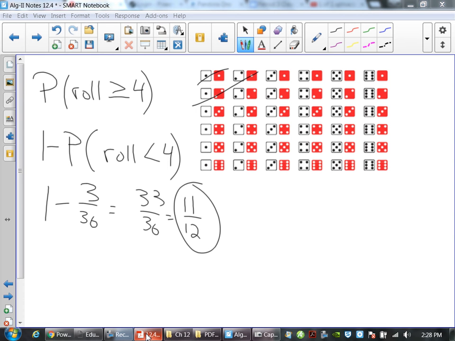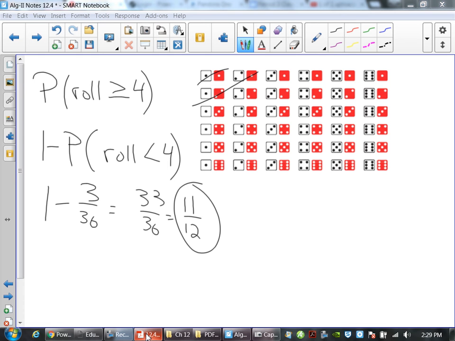Using complements is just quicker sometimes. It doesn't necessarily mean that you have to, but believe me, anytime you have a larger data set, doing the opposite, subtracting it from 1, is just a faster method.